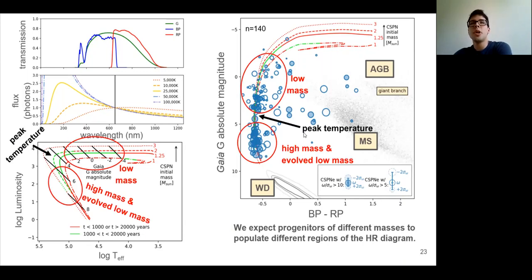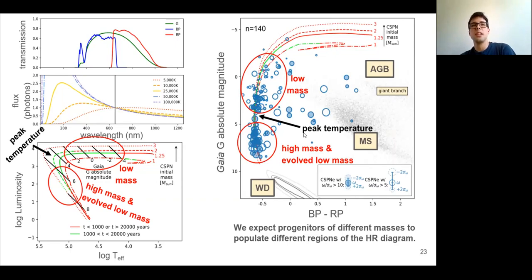So if you combine this with some assumption about, say, the time scale of planetary nebula visibility, in this case maybe taking a toy model where your planetary nebula is visible between 1 and 20,000 years after your departure from the AGB, what you find is that different regions of the tracks should have different masses of central stars showing planetary nebulae in those regions.